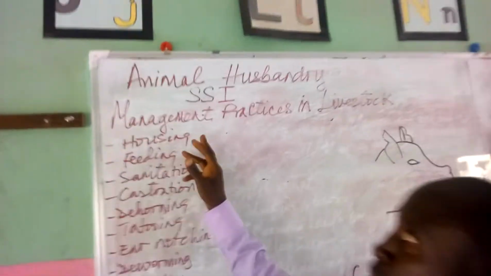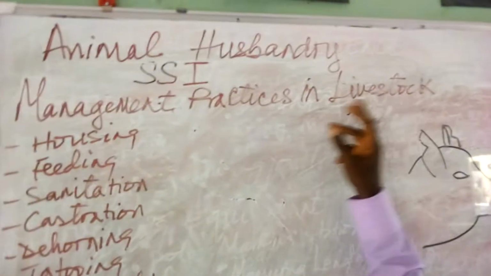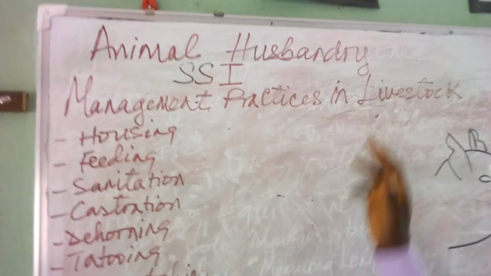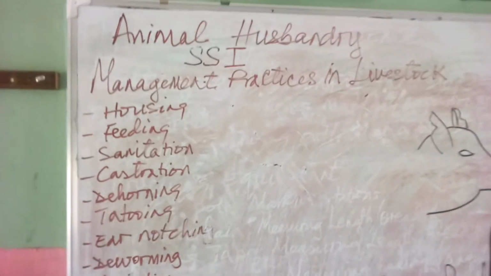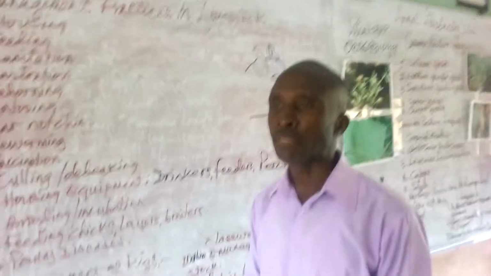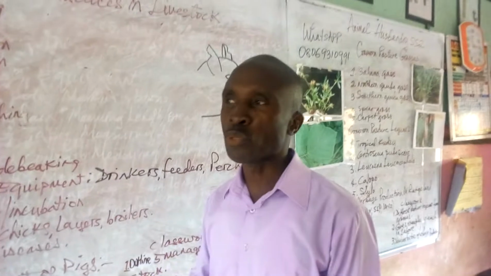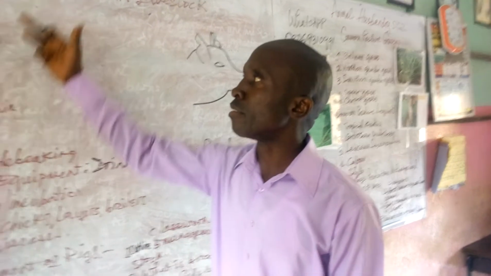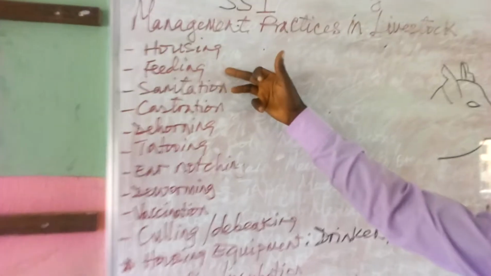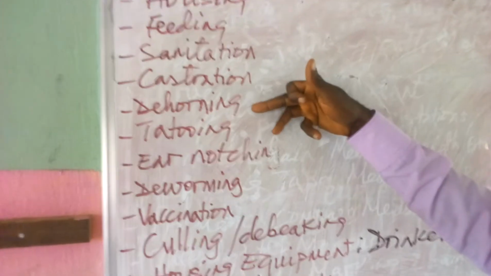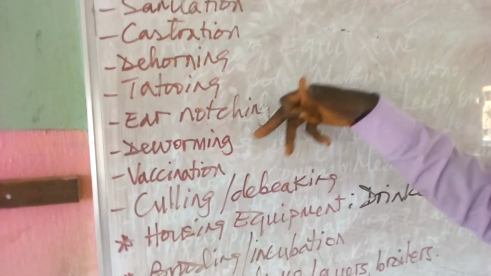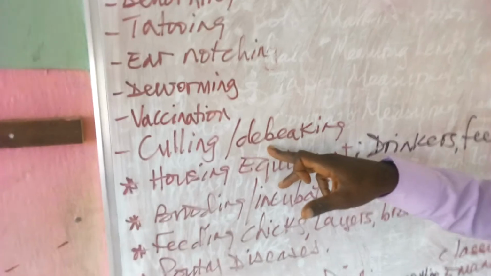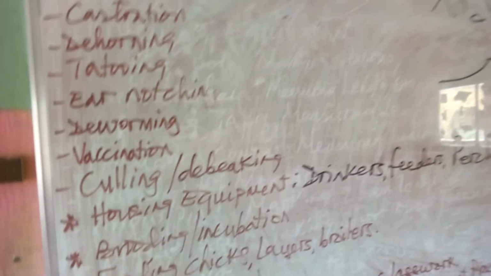And the topic is management practices in livestock. Those are the things that are done for the animals to grow well and to produce what you want very well. That's the meaning of management practices. And this includes housing, feeding, sanitation, castration, dehorning, tattooing, ear notching, deworming, vaccination, culling, and debeaking. So these are some of the management practices.